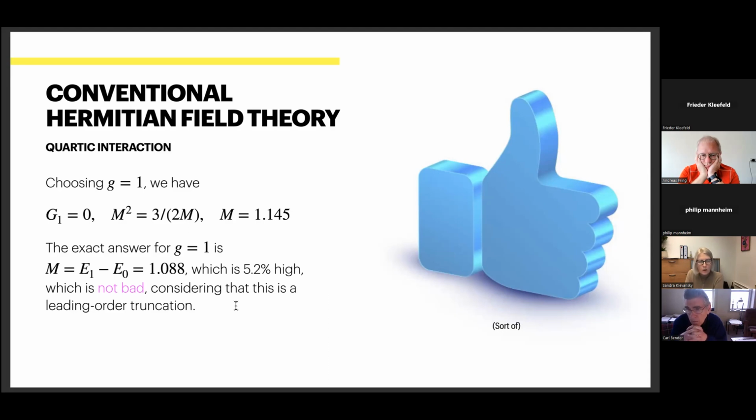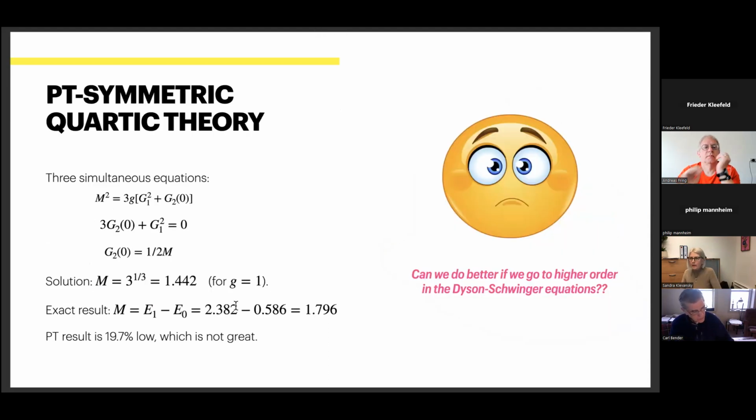Okay, so if we were, on the other hand, to take this exact same set of equations, but look at the PT symmetric quartic theory, then of course we couldn't set G1 equal to 0 because this parity symmetry in itself isn't there. So we have 3 simultaneous equations. And if we solve these 3 simultaneous equations, we wind up finding a value for m of 1.442. And if we look at the exact calculation, it doesn't look particularly good. So the question that we need to ask ourselves is, can we do better if we go to higher order in the Dyson-Schwinger equations? That is our next question.